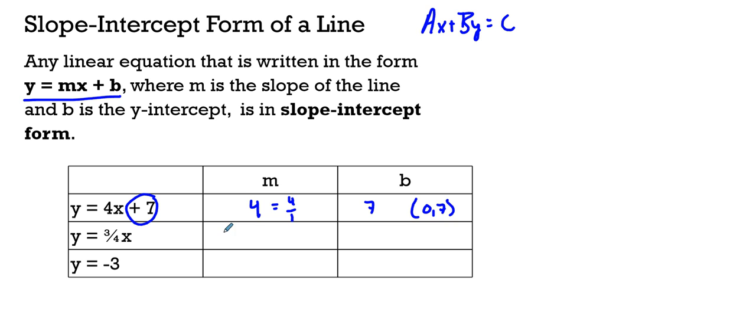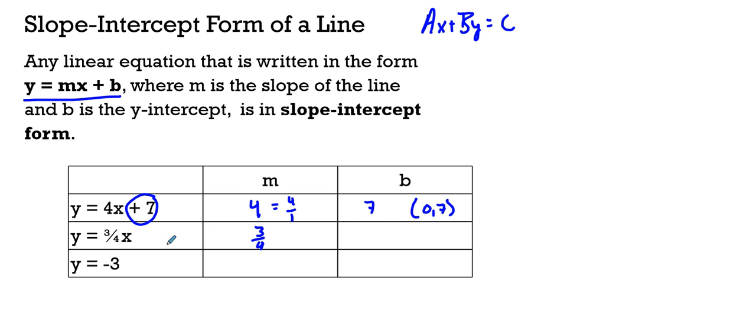We go down to the next one. I see an x and something being multiplied by the x. Please don't make this mistake: don't say that 3 is the slope and 4 is the y-intercept. The slope of the line with this equation is 3 over 4. It's 3/4. That's it. It's whatever's being multiplied by the x. It's not necessarily a whole number; it could be a fraction. So our slope in that second one is 3/4.